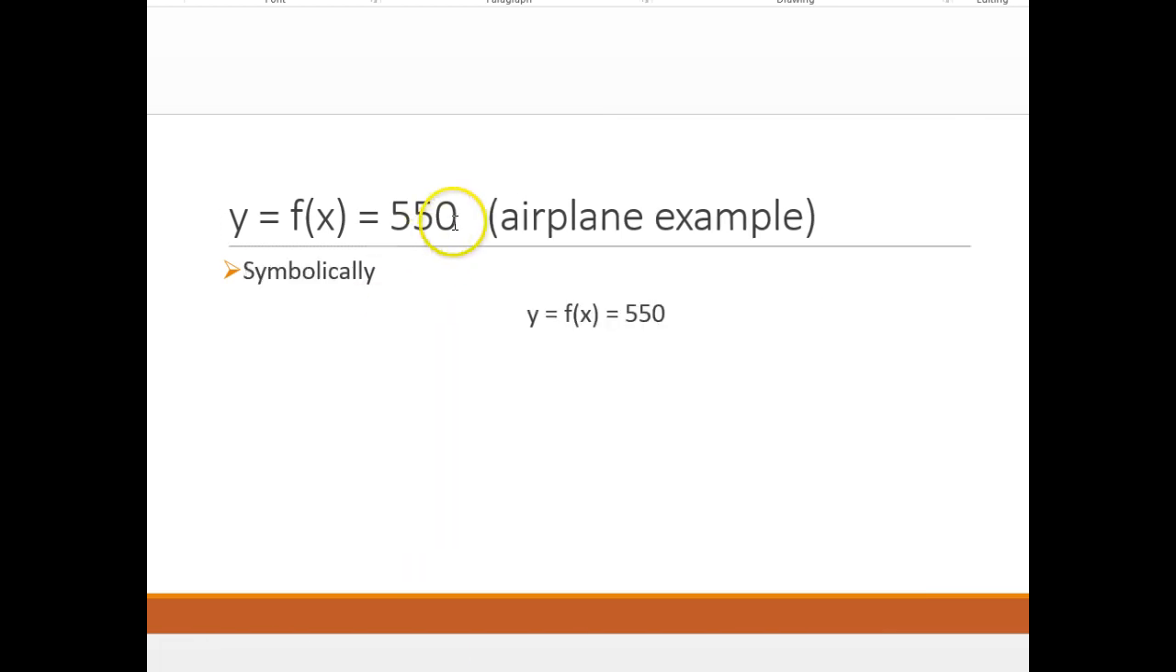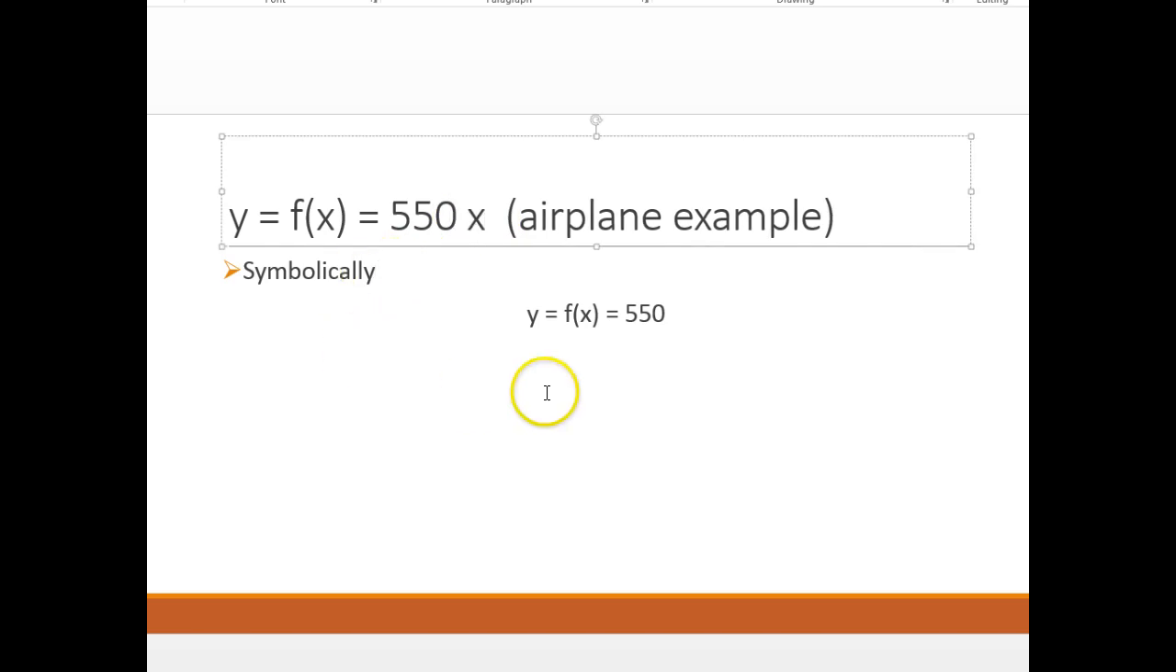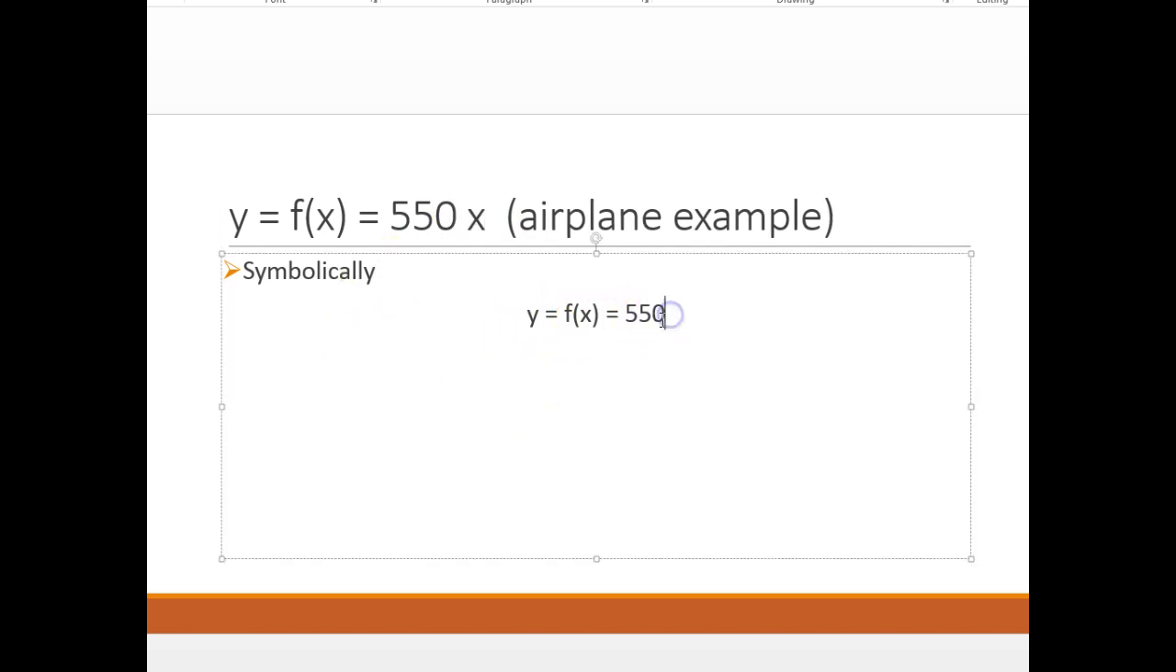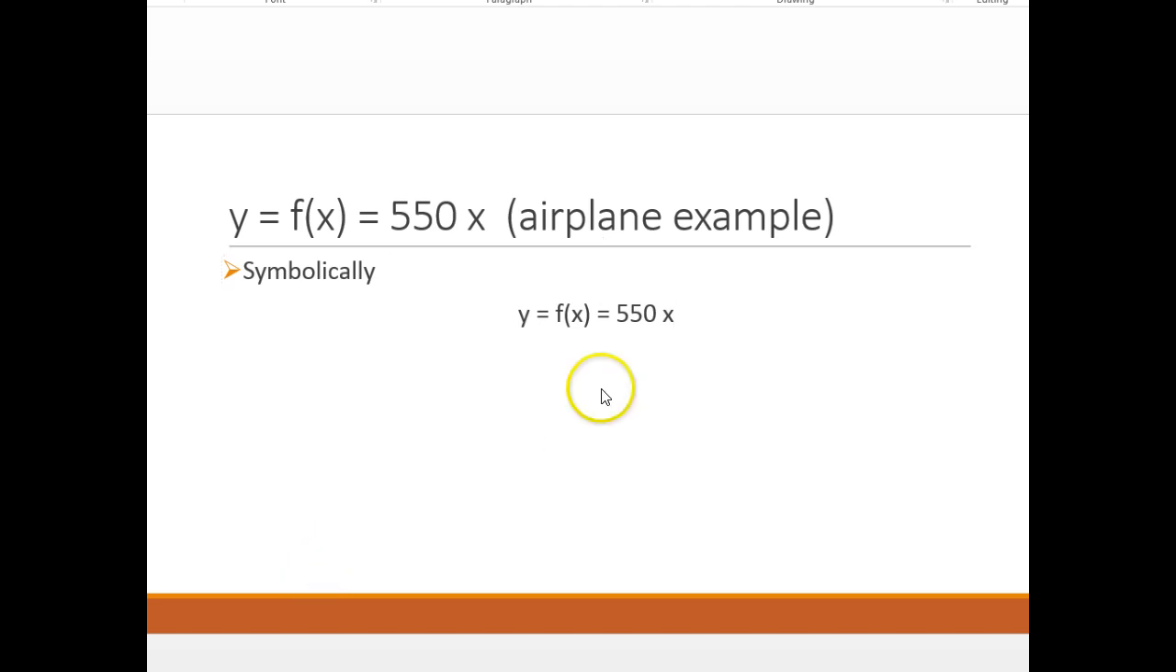Now, one of the more common ones you're going to use is symbolically, which we've already seen. Y equals f of x equals 550x. I apologize for typing in these 550s, but they're there now. And this gives us our function. We will be using this a lot as we start evaluating things.